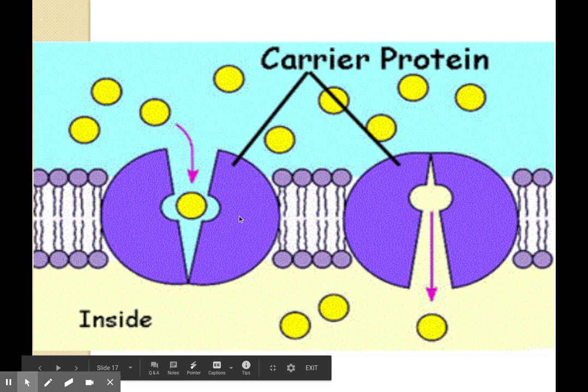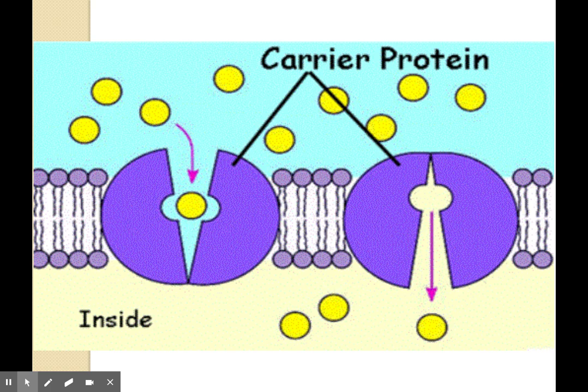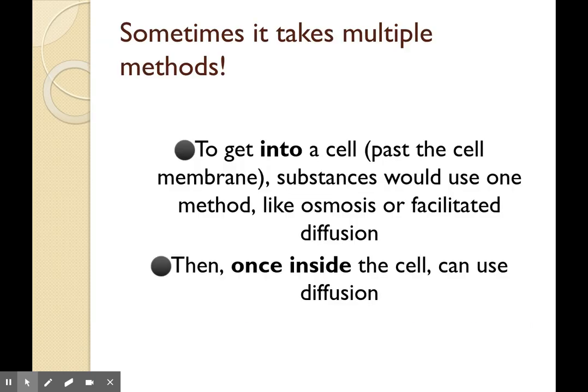So when you see these proteins called transport proteins or carrier proteins, these are to help molecules that are too big to diffuse through the cell membrane. But none of this requires energy, so it is a passive transport. Now, when something gets into a cell, it can take a couple of different methods. To get into the cell, past the cell membrane, a substance would have to use one method like osmosis or facilitated diffusion.